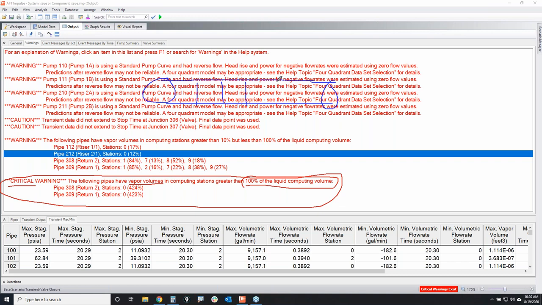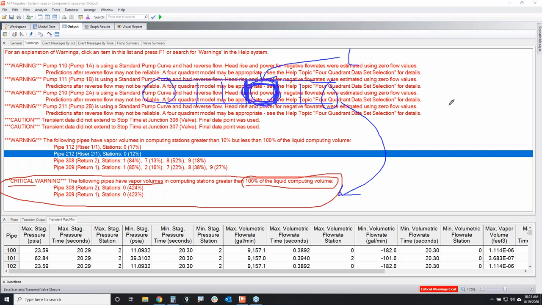And so from the border of one computation station to another computation station, this is called a section, and this has a finite amount of volume. So you've got your pi d, you know, it's your volume of a cylinder of one section, and that's the length of a single section of pipe. And what this message is telling you is that you have vapor volume that has grown to become larger than the section volume itself, which is impossible, but the mathematical equations can allow that.